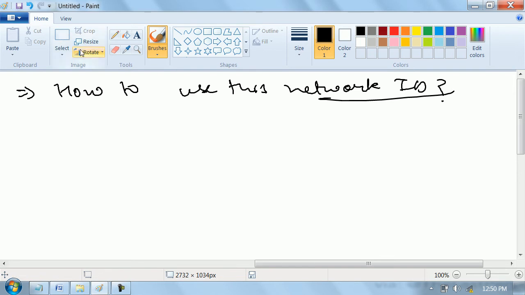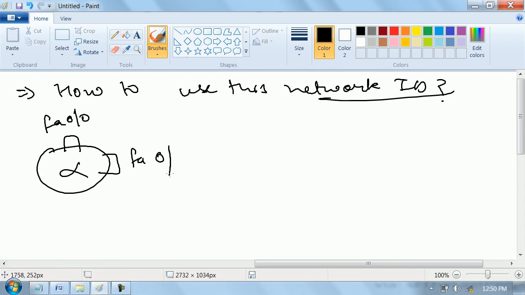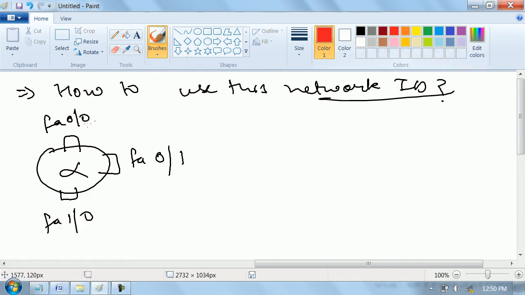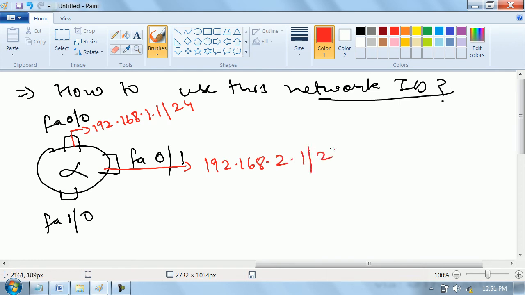I am taking an example. This is my router. There are three interfaces on the router. FA0/0. FA1/0. On this interface, I am assigning IP 192.168.1.1. On this interface, I am assigning an IP. Fine. On this interface, I am assigning an IP.